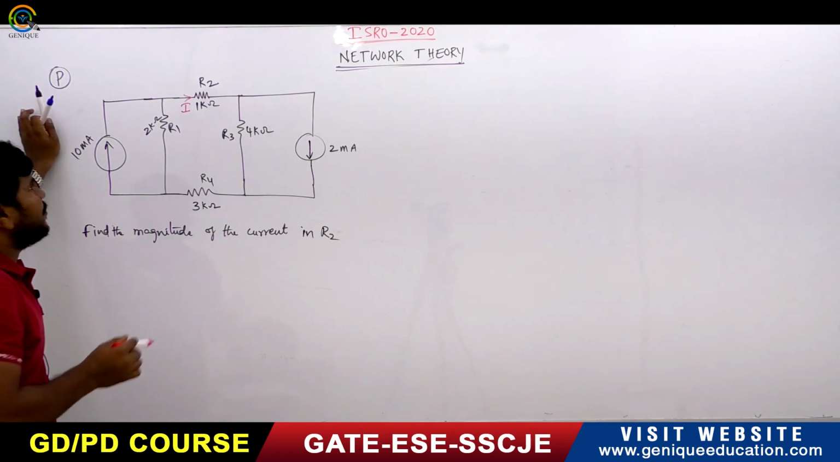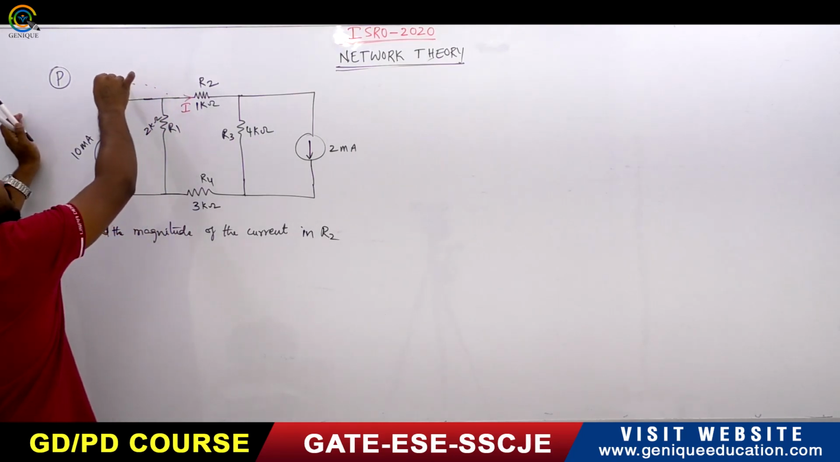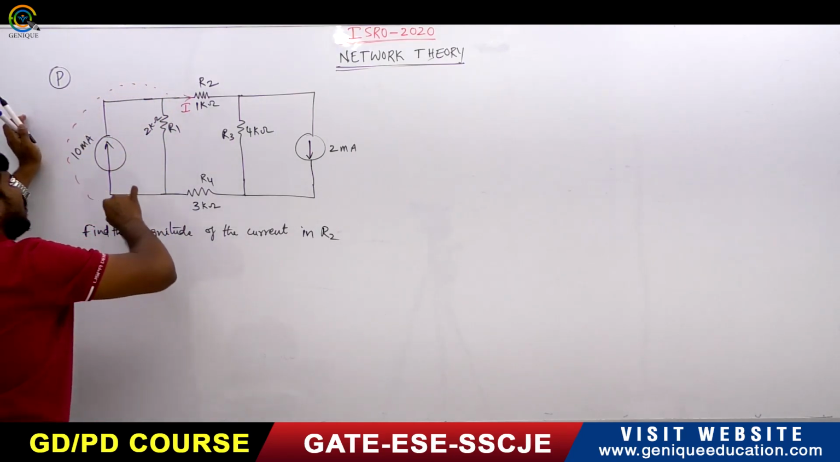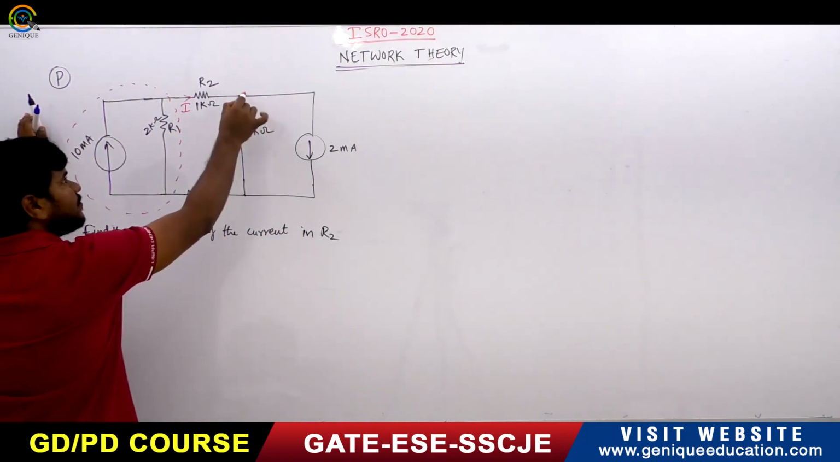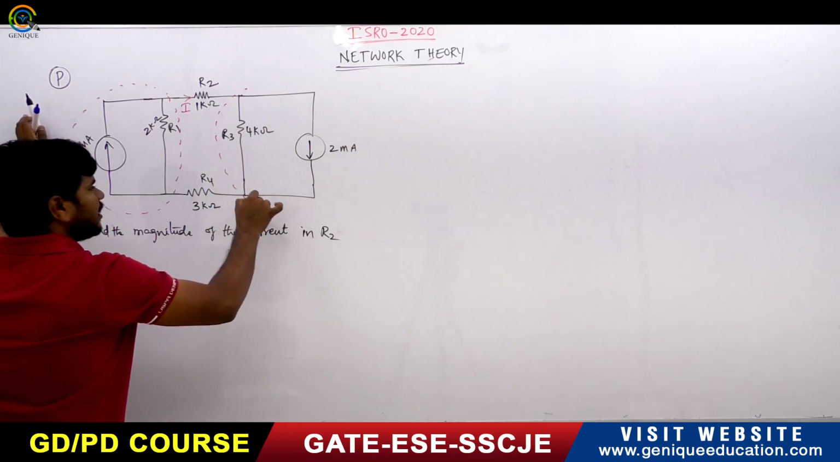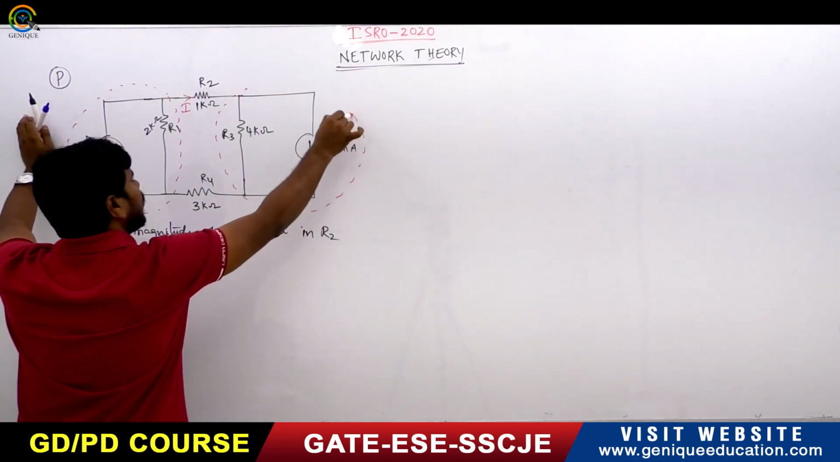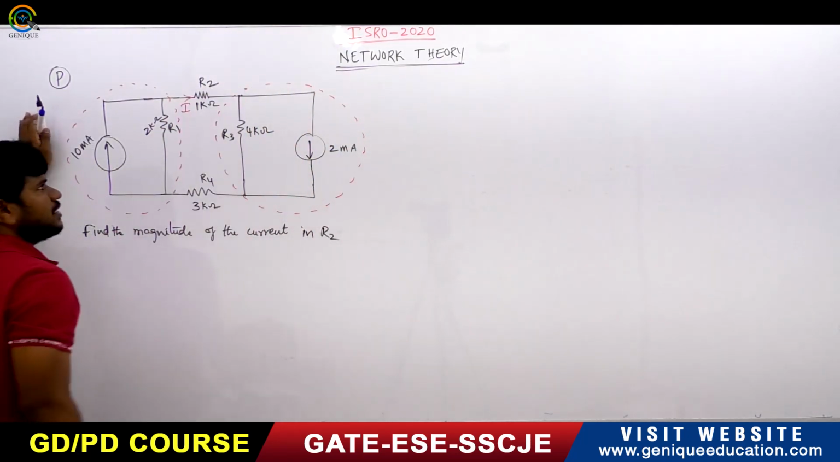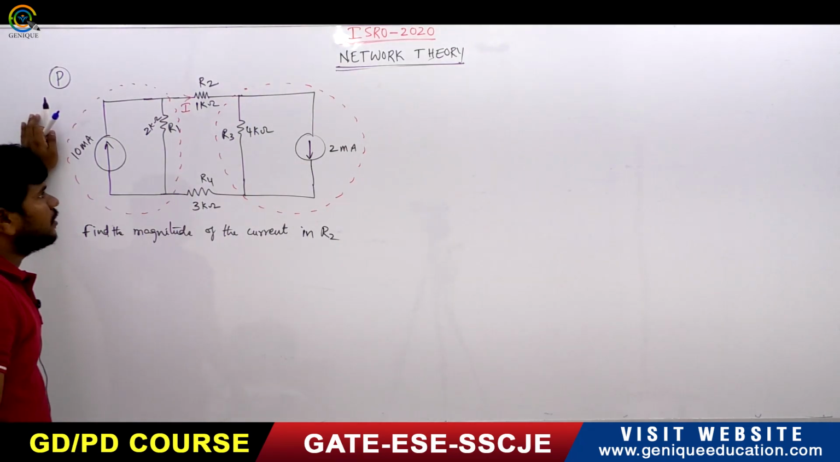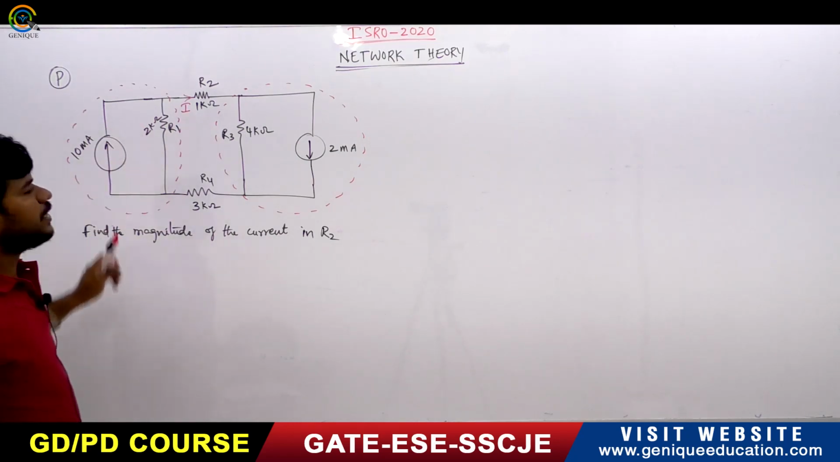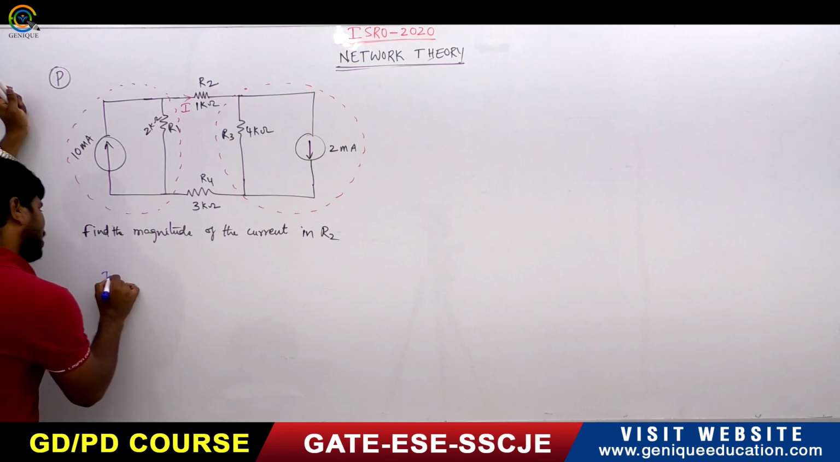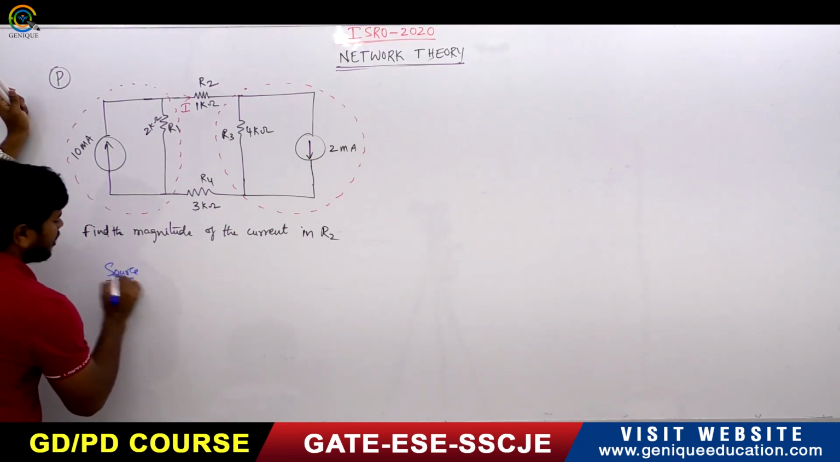How can we find it? See, if you observe, this is one current source in parallel with a resistance, right? So now I am doing a small modification here. Now I am converting using source transformation. So we will use the source transformation.